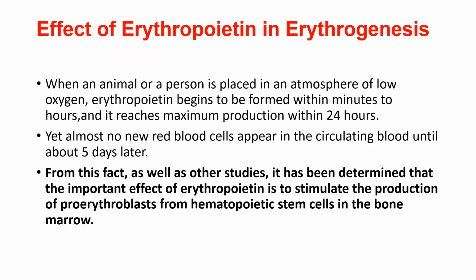Effect of erythropoietin in erythrogenesis. When an animal or a person is placed in an atmosphere of low oxygen, erythropoietin begins to be formed within minutes to hours and it reaches maximum production within 24 hours. Yet almost no new red blood cells appear in the circulating blood until about 5 days later. From this fact, as well as other studies, it has been determined that the important effect of erythropoietin is to stimulate the production of proerythroblasts from hematopoietic stem cells in the bone marrow.